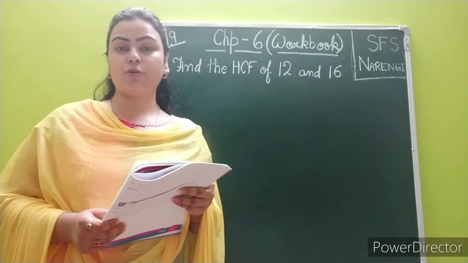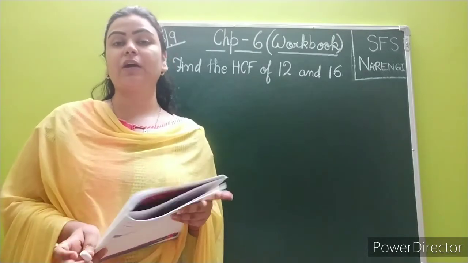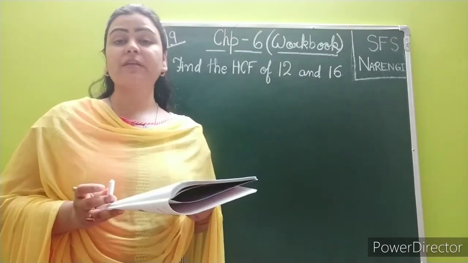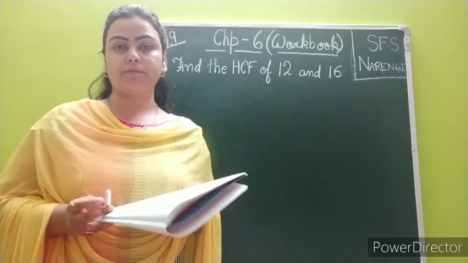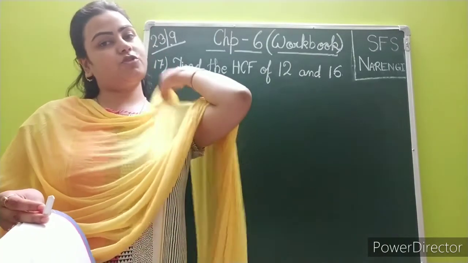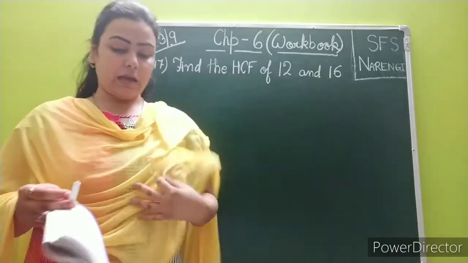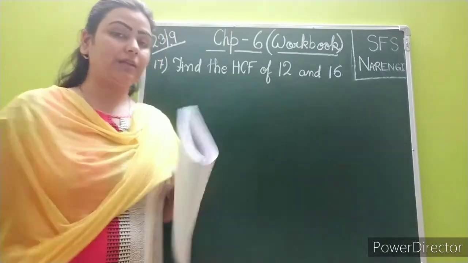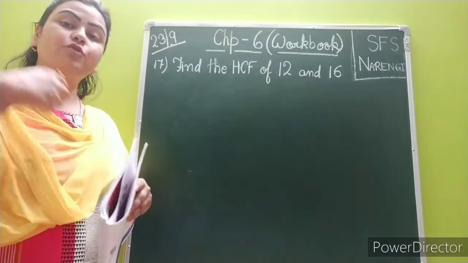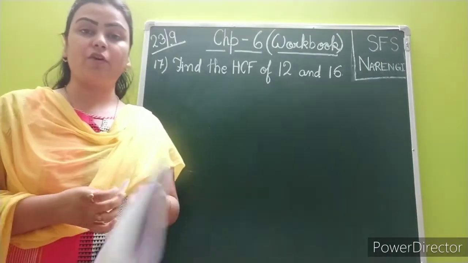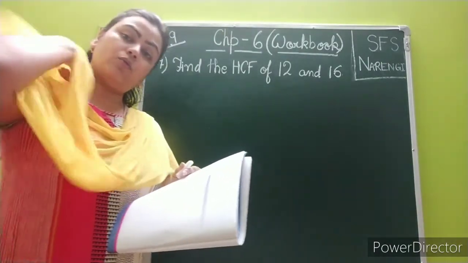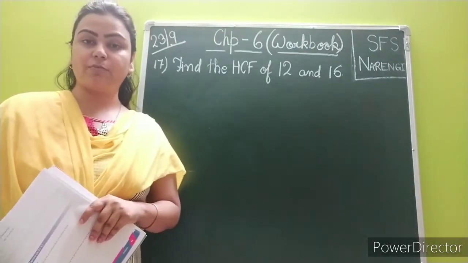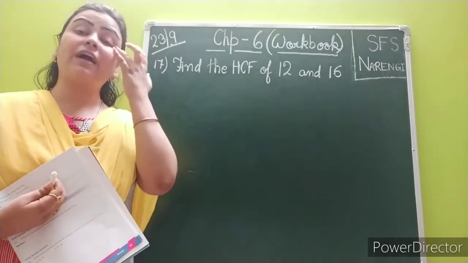Today, as I told you in our last class, we are going to start with the sums from the workbook. So, take out page number 64 of your maths workbook. Please take out page number 64, children. Now, you see there is question number 17, and the question is, find the HCF of 12 and 16. We already know how to take out the HCF by the prime factorization method, but let's take it out by the factors method.